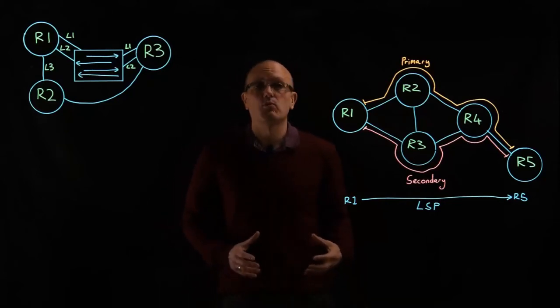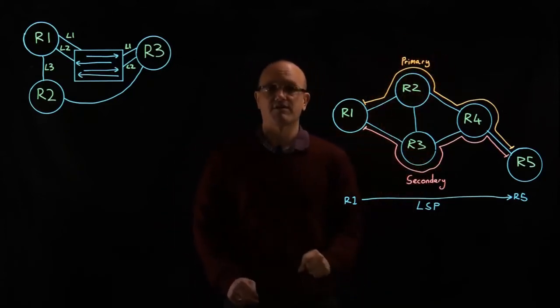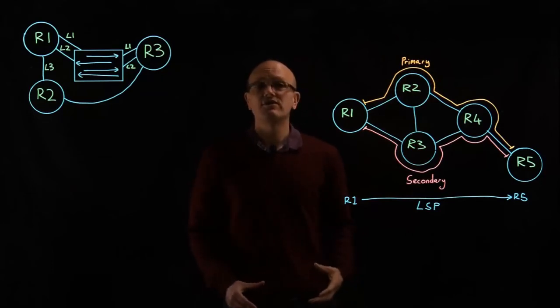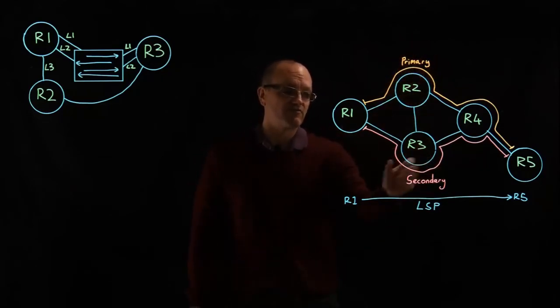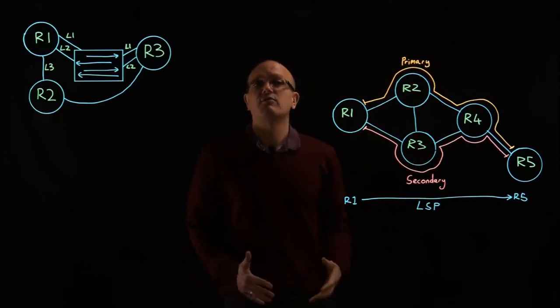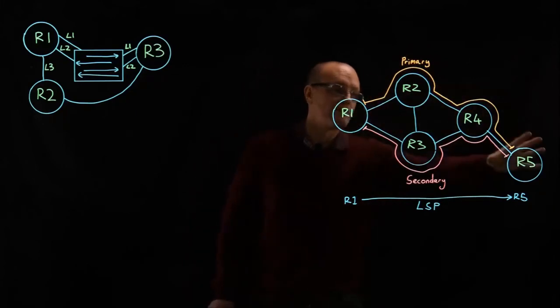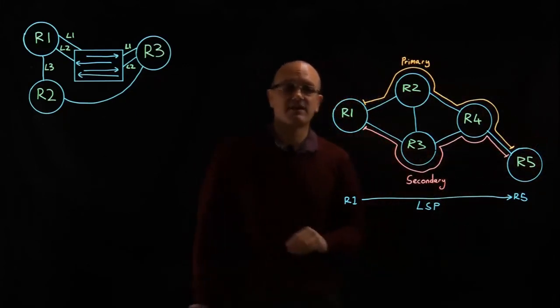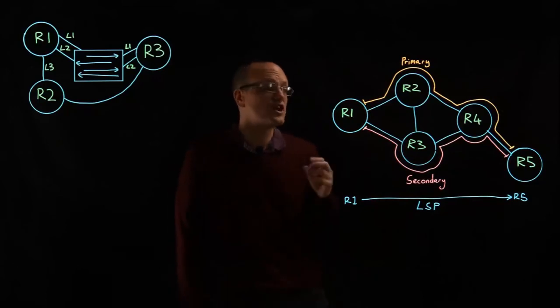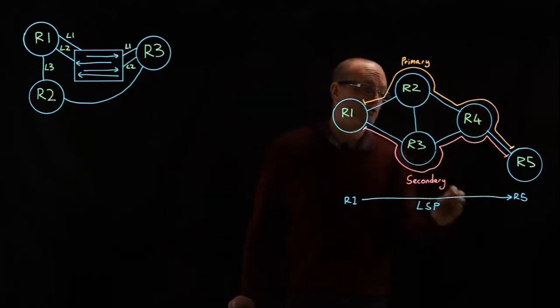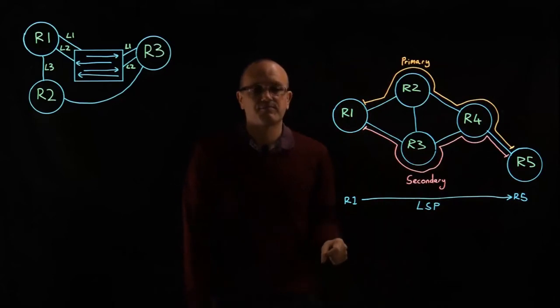There is a problem with this primary and secondary path approach though. You see here in this network that the primary and the secondary paths are diverse for the vast majority of the end-to-end path of the LSP. However, they are sharing the link between R4 and R5.